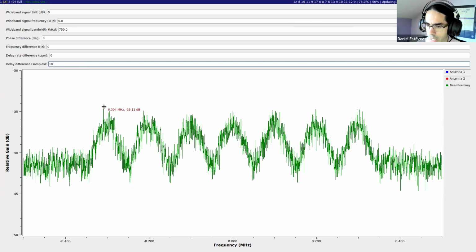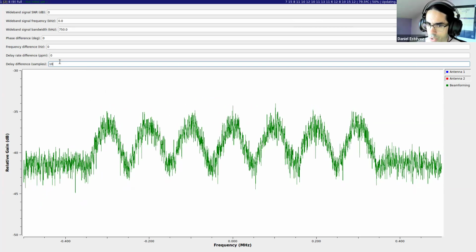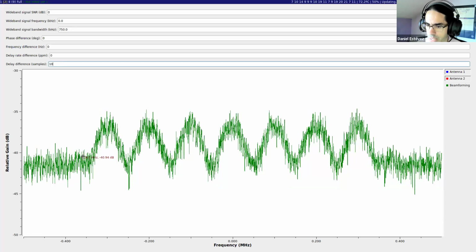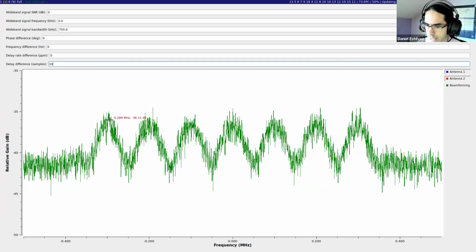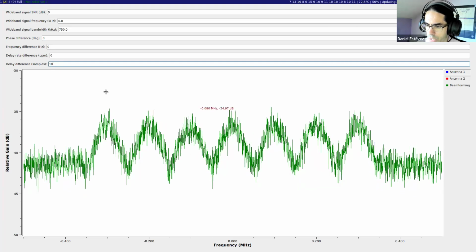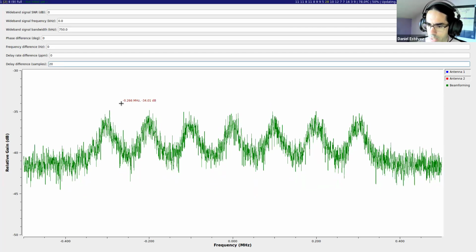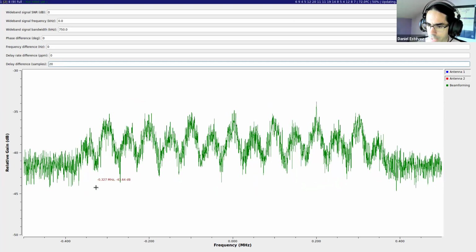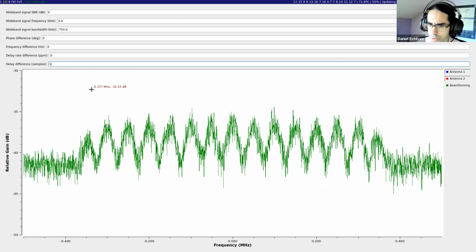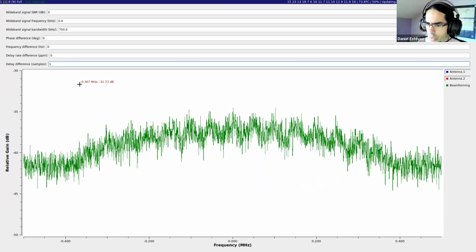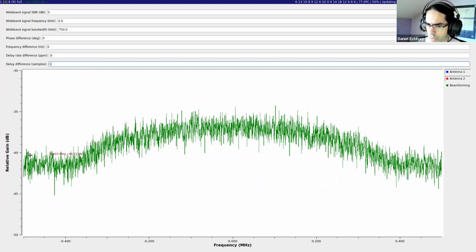How many peaks and troughs I get in this pattern depends on how many samples I set here. Basically, over the whole bandwidth I have here, I will get 10 periods of this pattern. So you can see, for example, if I set 20 here, then I get twice as many. So that's the reason I was trying to look for a number where things are easy to see, because with 1, it's not so easy to see.